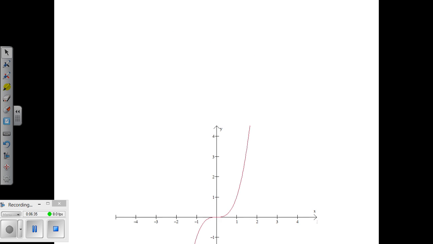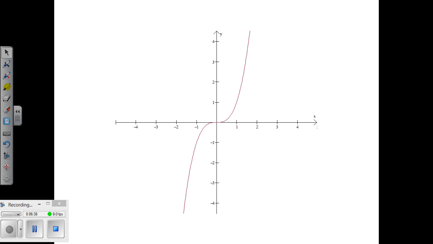Okay, let's see what's up next. Our good friend f of x equals x cubed.